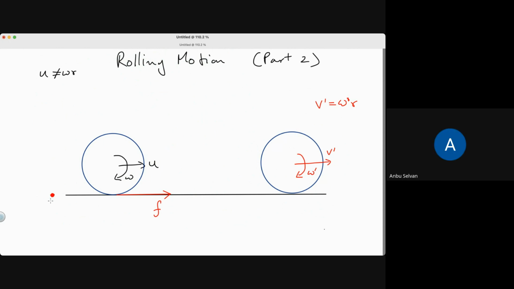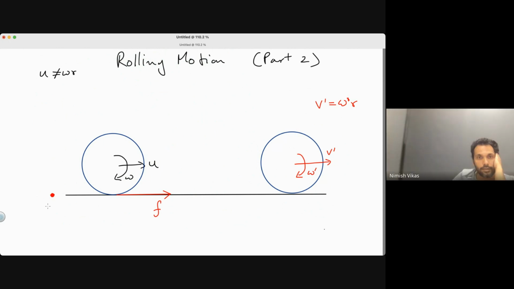Yes, sir. Is there any torque if I consider from this point? No torque. F is passing through it. At the max, if I'm being very vigilant, then yes, mg will have a torque.